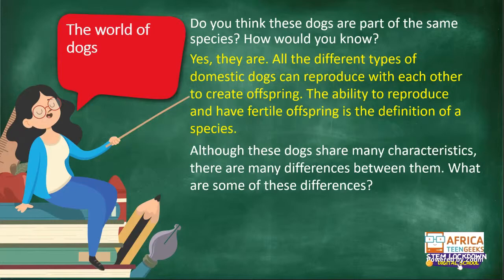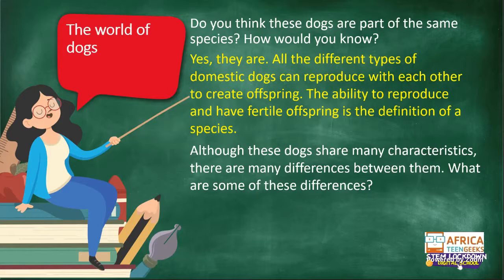Okay, so we can see here, all the different types of domestic dogs can reproduce with each other to create offspring. So what that means is that even the largest dog and the smallest dog could, scientifically speaking, create offspring together. Practically, it's not going to happen because of the size difference, but scientifically, technically speaking, it should be able to happen. So the ability to reproduce and have fertile offspring is the definition of a species. Okay, so now we're going to go into the next question.